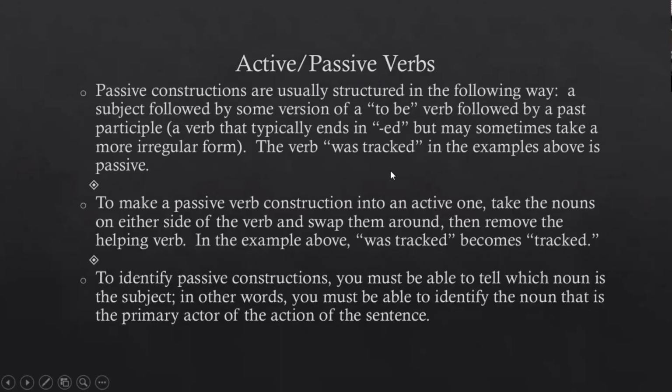To identify passive constructions, you have to be able to tell which noun is the subject. So in other words, you have to be able to identify the noun that's the primary actor of this action in the sentence, which takes us right back to the beginning and the parts of speech and why it's important for you to know what those are and to be able to identify what job each of those words has within the sentence. And that, my friends, is the end of my presentation.